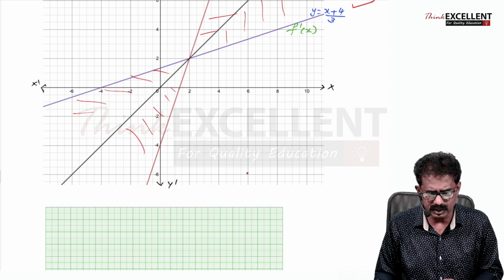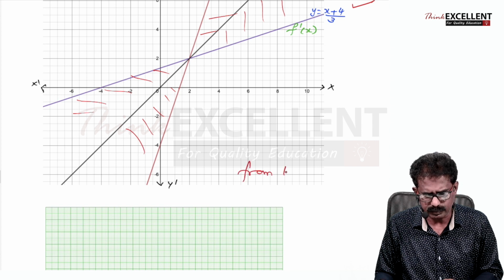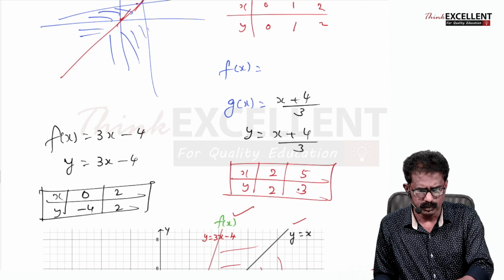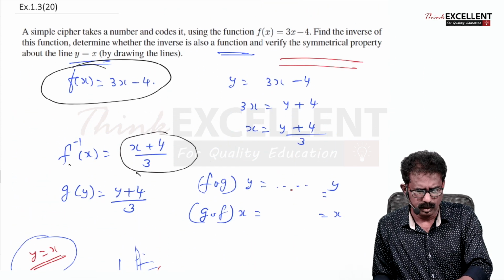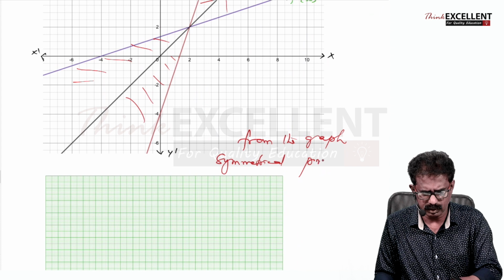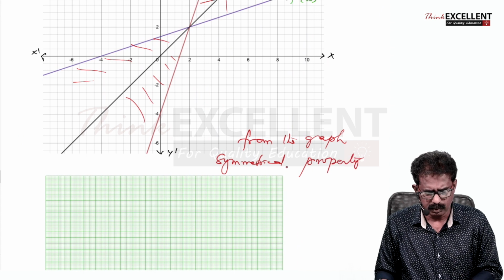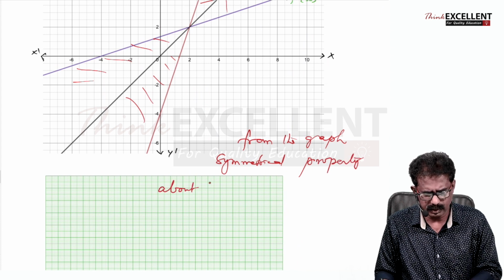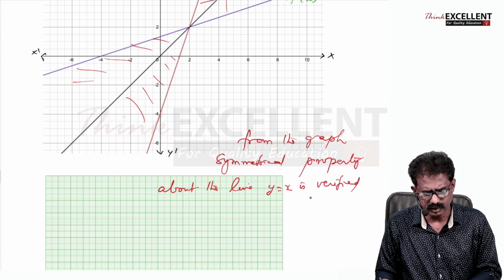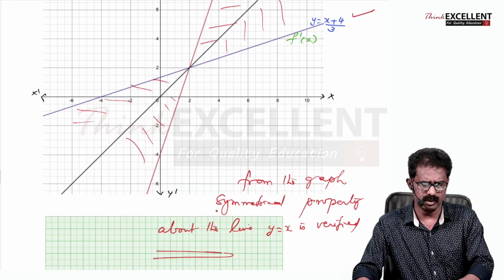And say from the graph, the symmetrical property about the line y equal to x is verified, or you can say is proved.